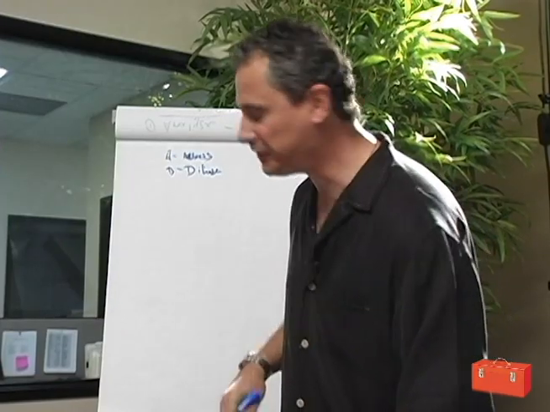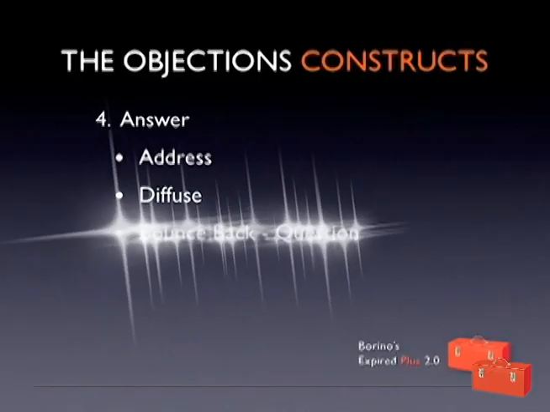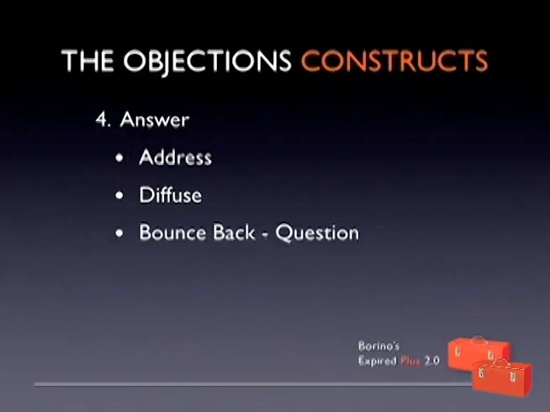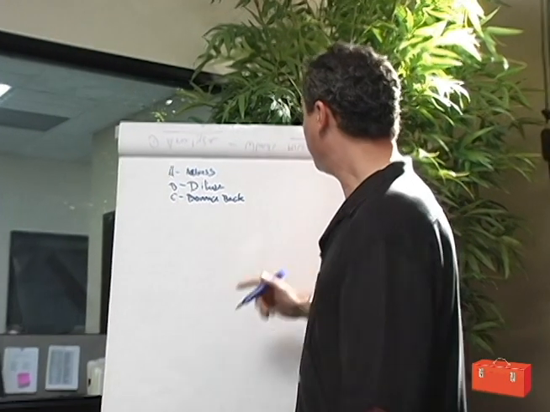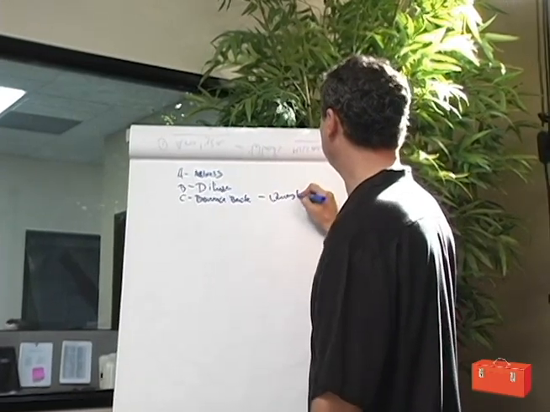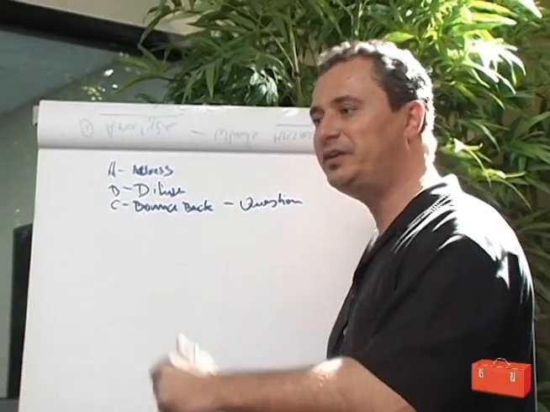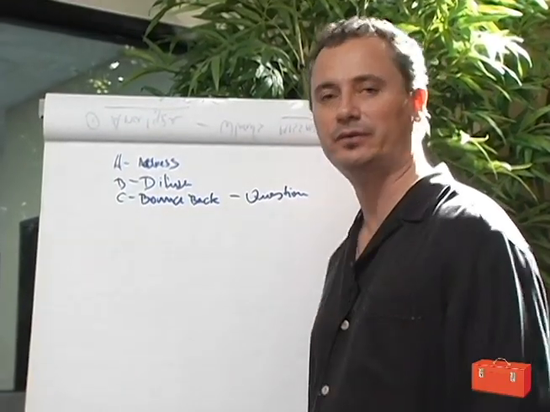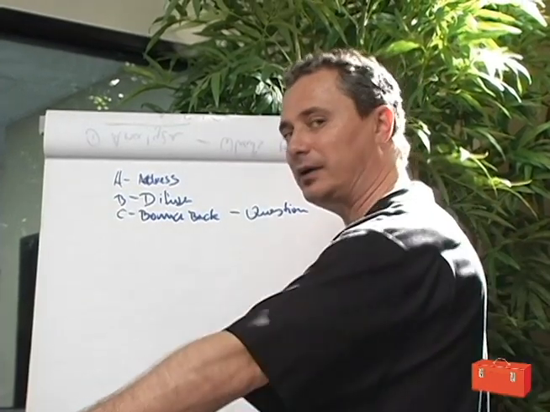Let's see, where are we? Diffuse. The third one is bounce back. Now, you can bounce back with a question. It can be something like, well, if we did, would that work for you? Or how would you see that happen? Or what do you think should have happened? Or how would you like that to unfold? That's a bounce back question. We just fired right back at him.